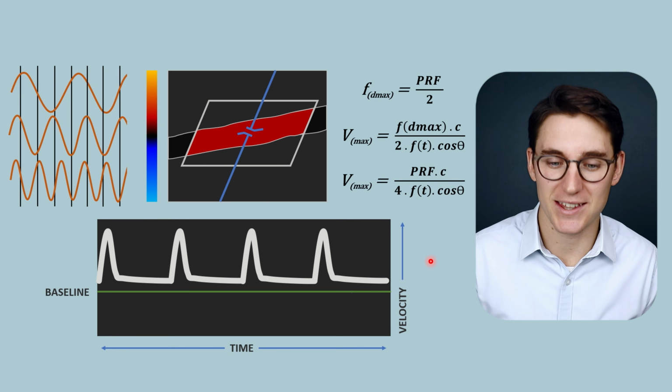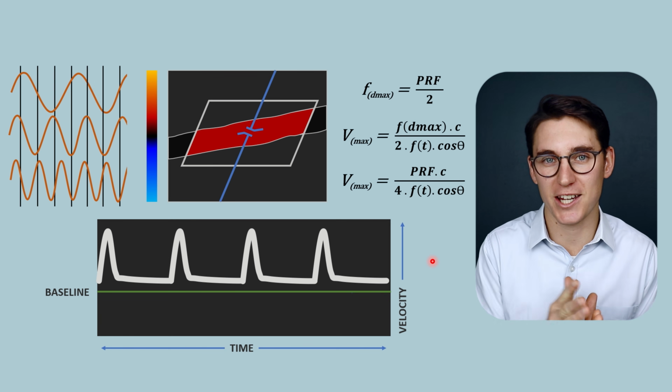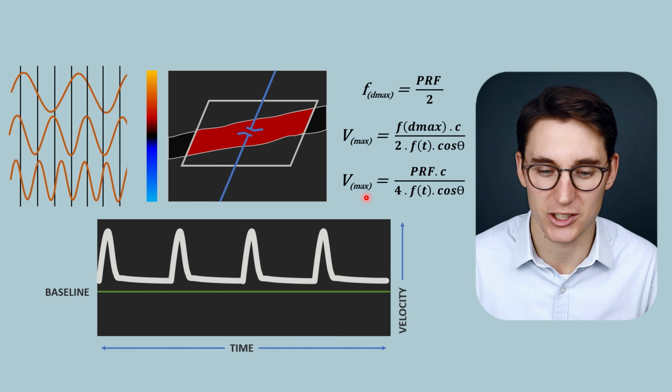Now you can see here that the higher the pulse repetition frequency, the more we are sampling per second within our tissue, the higher the velocity we are able to measure within our tissues.